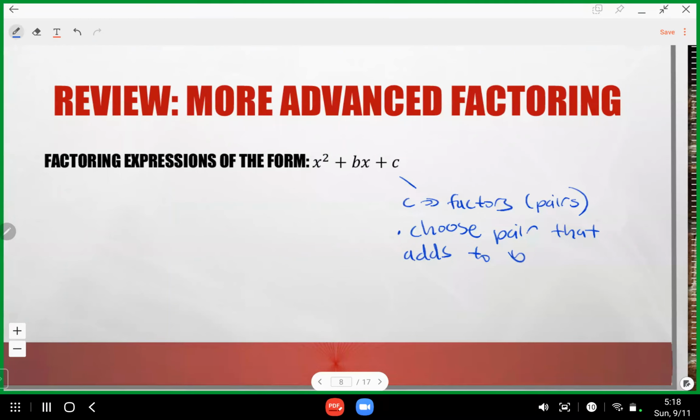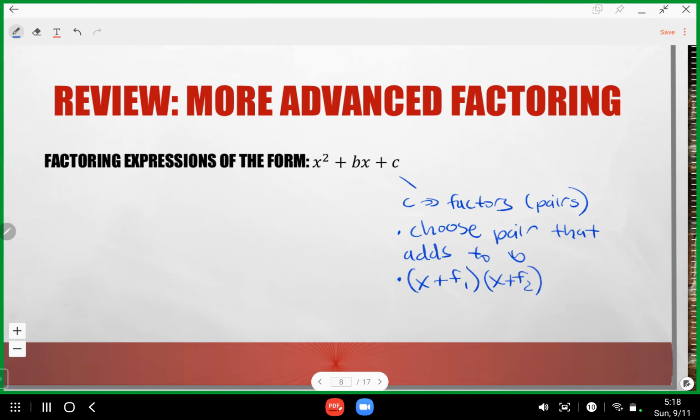And then you make it so that it's x plus the first number, multiplied by x plus the other number. All right, that's exactly correct. Very good.